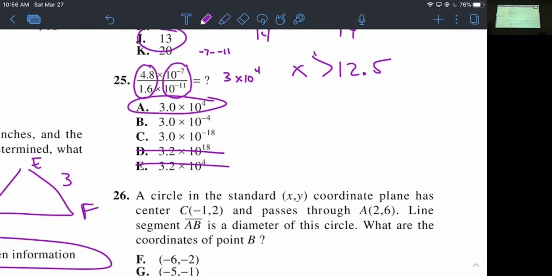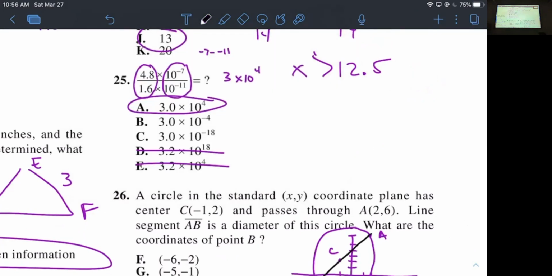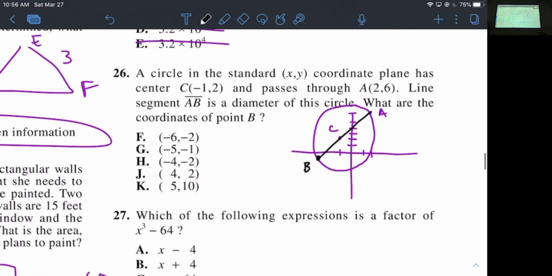This is a midpoint problem disguised. A circle has a center at -1, 2, and a point on the circle at 2, 6. So 1, 2, 3, 4, 5, 6. Here's the center, here's point A, and I'm just going to draw a circle. Line AB is the diameter. Is that okay? It wants to know, what are the coordinates of point B?